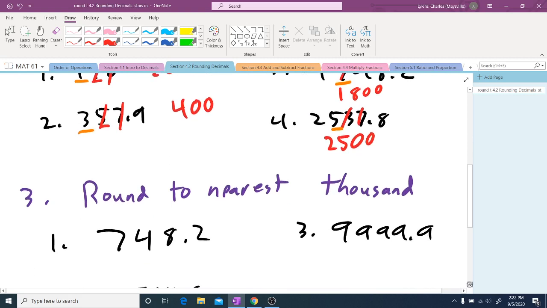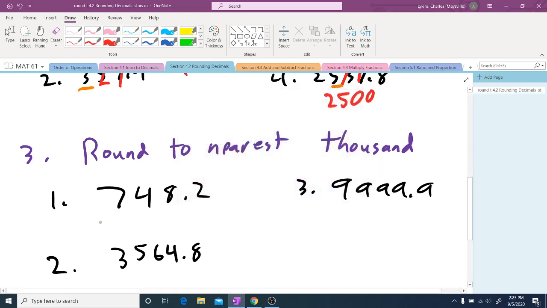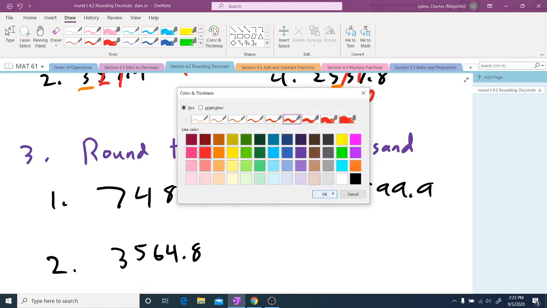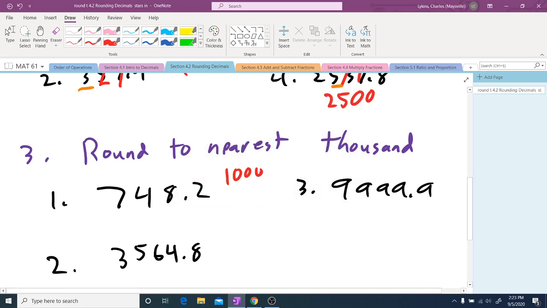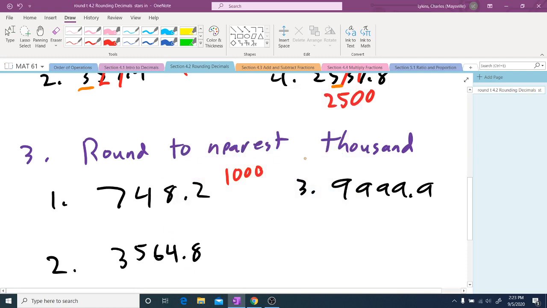Okay, what about the nearest 1,000? The key to this is understanding where the 1,000 spot is. That 7 is greater than 5, so that would make this one right off the bat 1,000. Now here's the 1,000 spot and here's the 1,000 spot. What does that 5 in the second problem make that 3 do? It goes to a 4, and then it's 4,000. This 9 makes that 9 go up to a 10, and everything else turns to a 0, so that turns into 10,000.